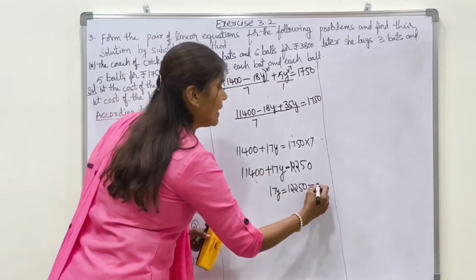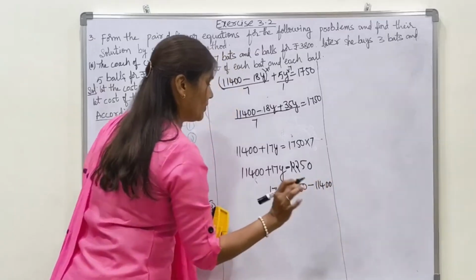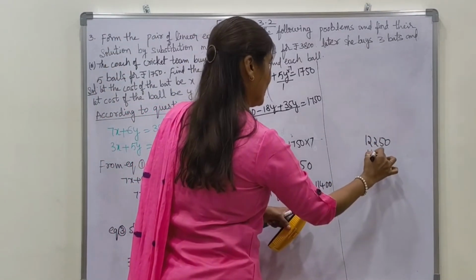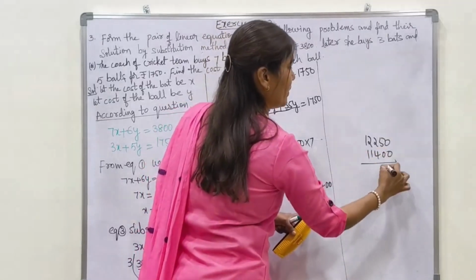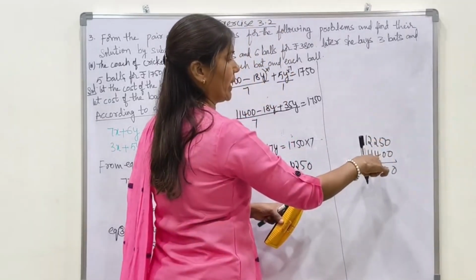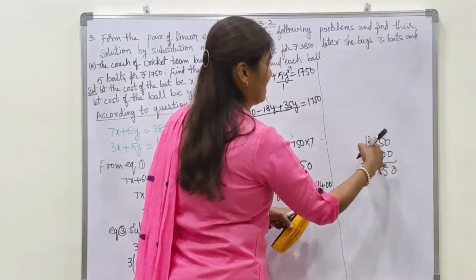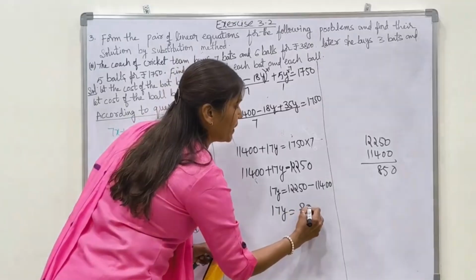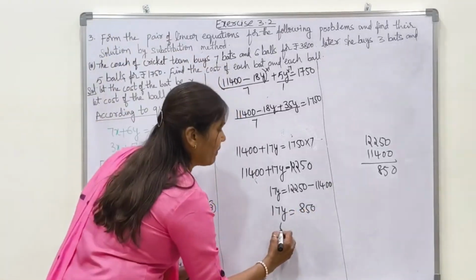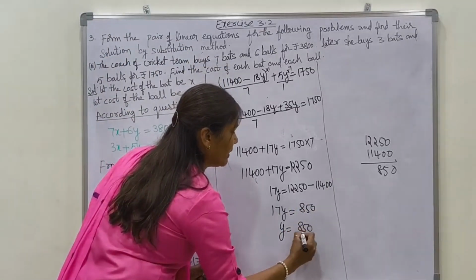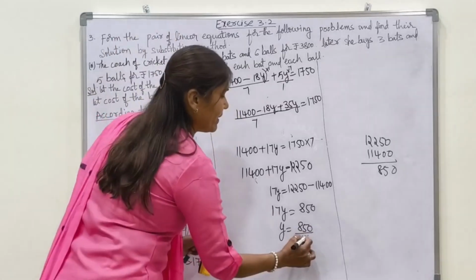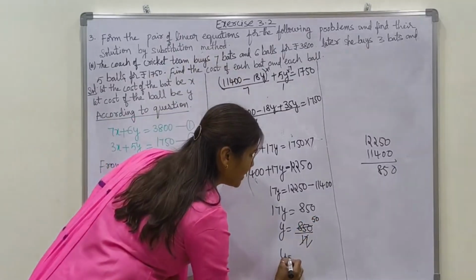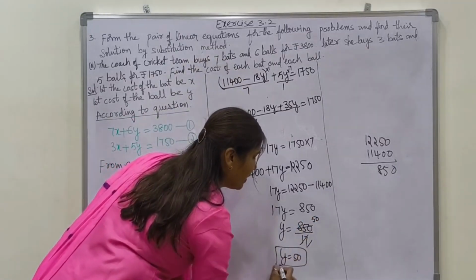12,250 minus 11,400. Now see here, I will subtract 12,250 minus 11,400. 0, 5, 12 minus 4, 8. Next what remains here? 1 remains. So you will get 17y is equal to 850. Now you want y. Y is equal to what? 850 divided by 17. 17 1s are 17, 17 5s are 85, 17 zeros are 0. Y is equal to how much? 50.